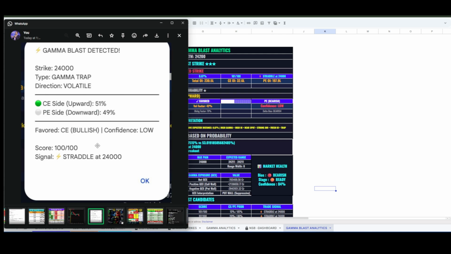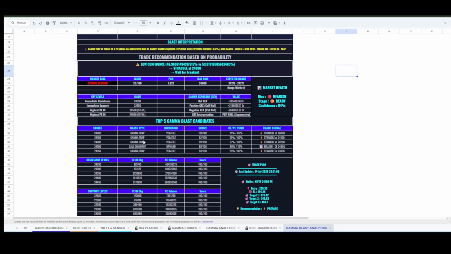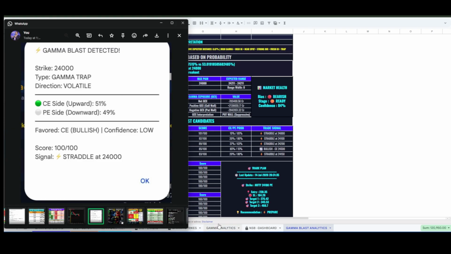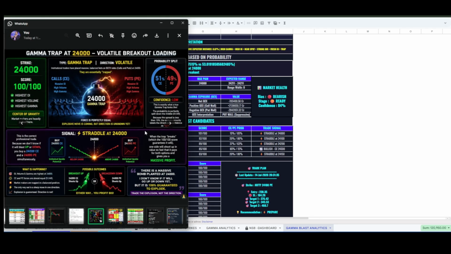But the gamma strike prices where the institutional traders were interested were given. The list of strike prices, also the top five gamma blast candidates, are given over here. You can see this is 24,000. I can increase the size of this. You can see 24,000, 24,100, 24,200, 24,500. That is the reason the market did not allow anyone to take money from the gamma blast. Maybe tomorrow it will give us a good blast.